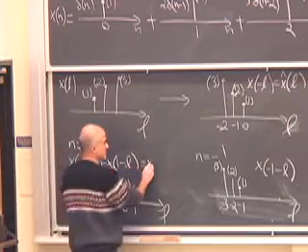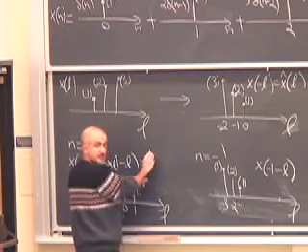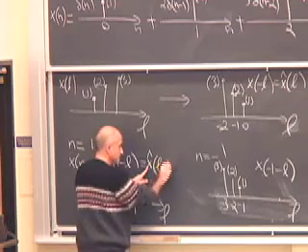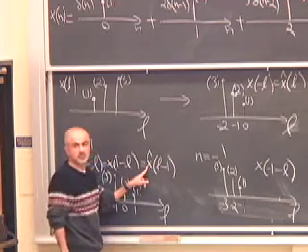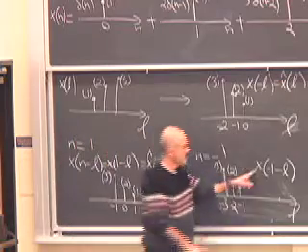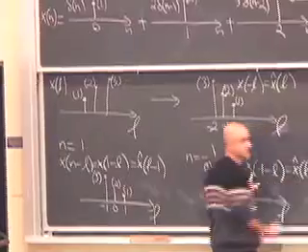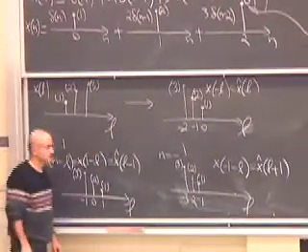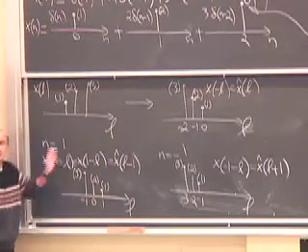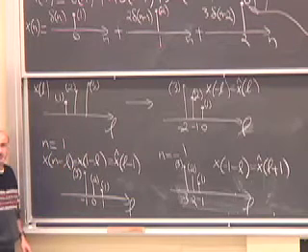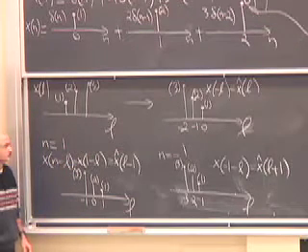Let's say explicitly this is x hat delayed. This is x hat advanced. It's critical that you do the flipping before you do the shifting. Otherwise, things are going to get messed up.